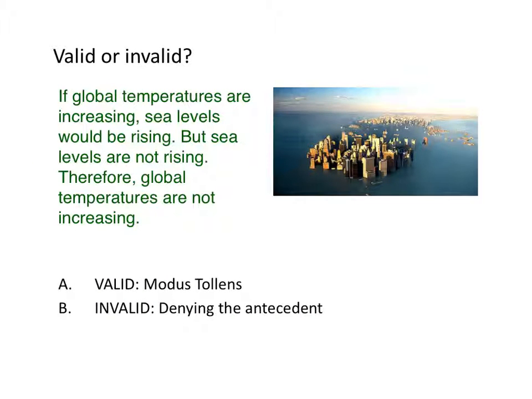So, to check your understanding, here's a quiz question. Here we have an argument. If global temperatures are increasing, sea levels would be rising. But sea levels are not rising, therefore global temperatures are not increasing. Is that the valid pattern, modus tollens, or the invalid pattern, denying the antecedent? You should just pause the video here, think about your answer to this question, and then go on.